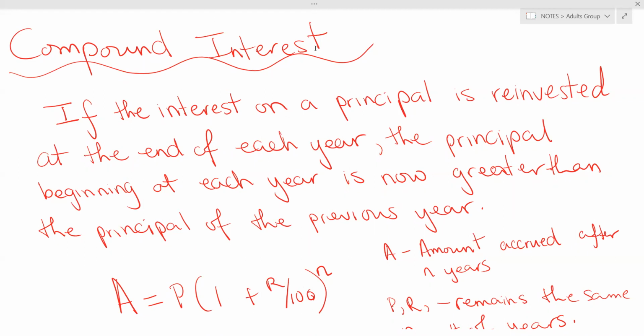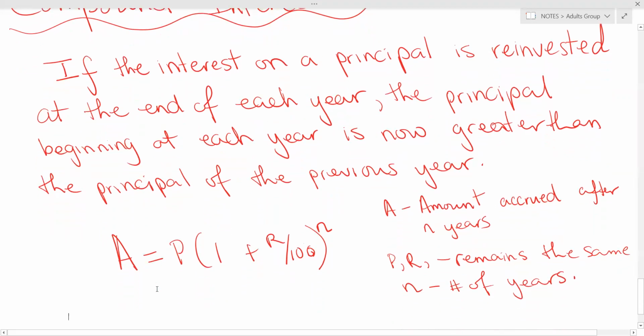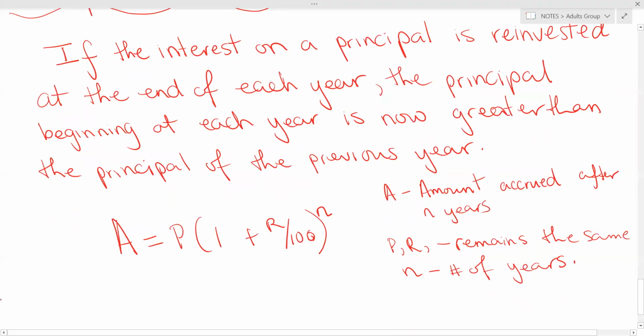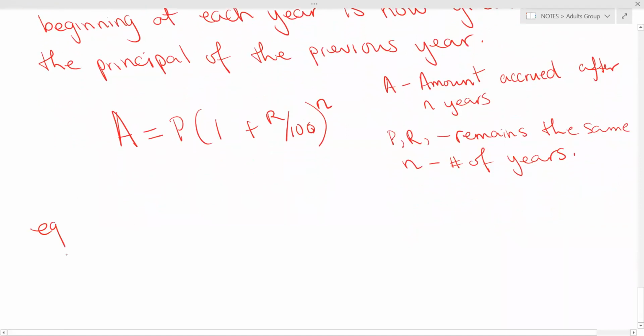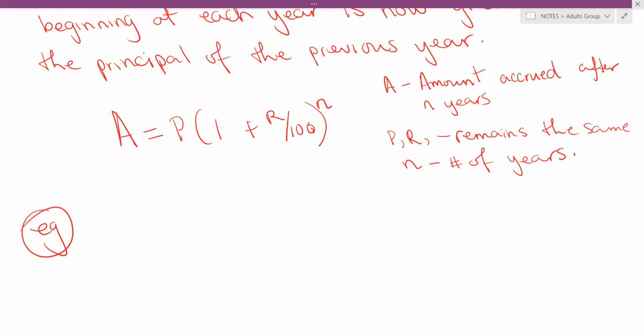So our compound interest formula to work it out completely would be A is equal to P, open brackets, 1 plus R over 100, close brackets, all raised to the power of N, where A is your amount accrued after N years. So the total, your principal and your interest. Your P and your R remain the same as above, which is your principal and your rate. And your N is just like your T, the number of years, right? So let us get into an example to see this hands-on.